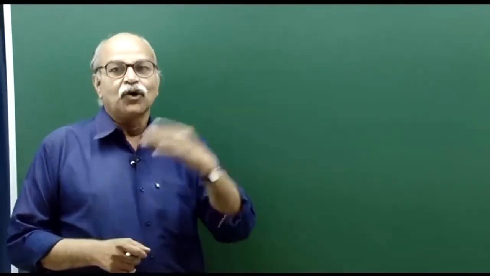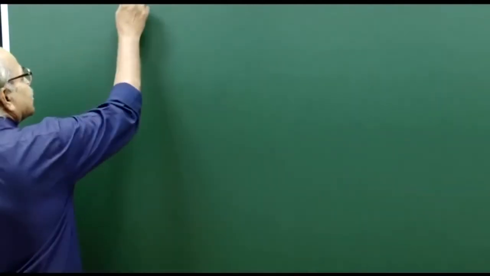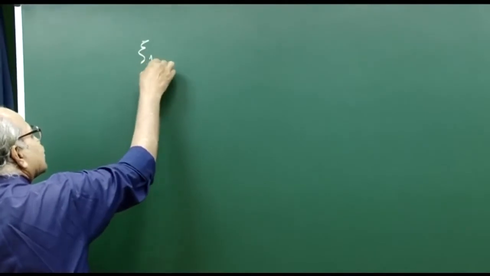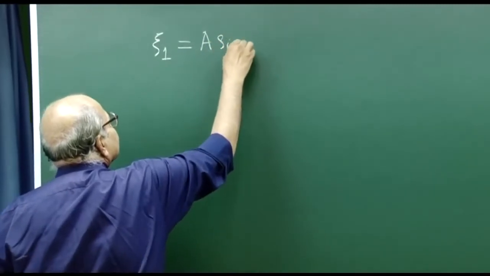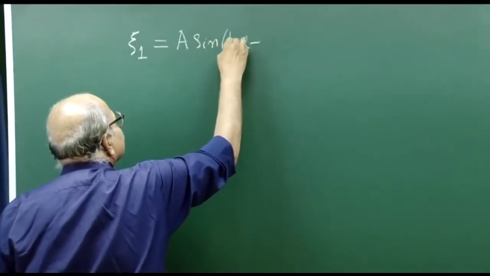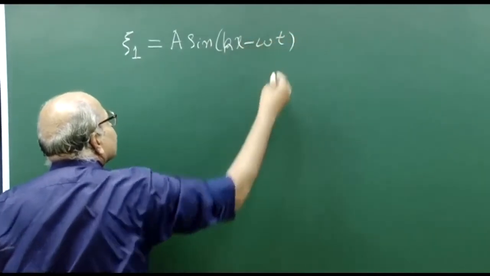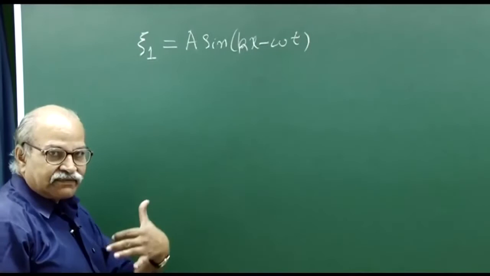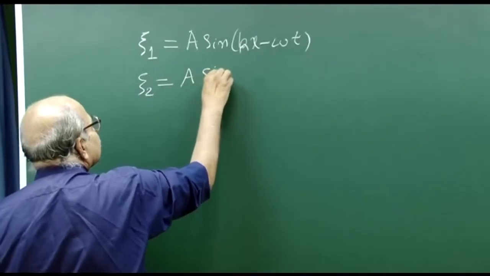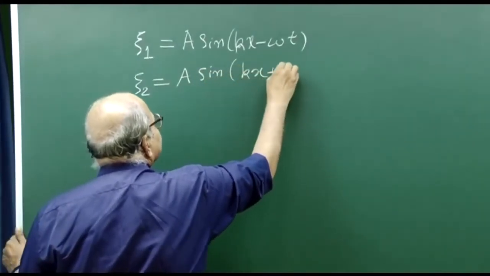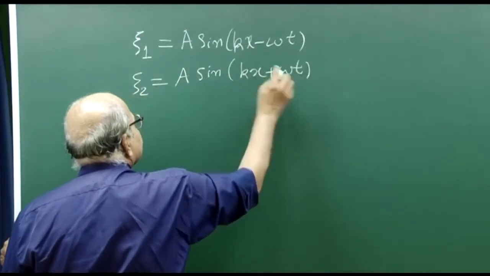So, suppose you have two sine waves, one going in the plus x direction, the other in the minus x direction, one ongoing, another reflected. The equations you can write as some displacement: this is the ongoing wave, A sin(kx minus omega t), and the reflected wave which comes in the negative x direction, for that the equation will be A sin(kx plus omega t), that is, x minus vt and x plus vt.